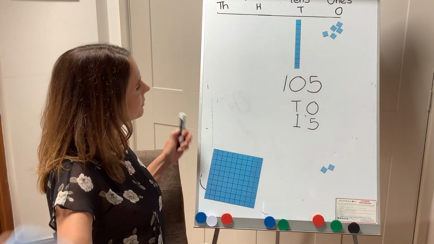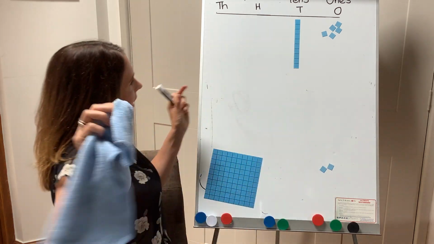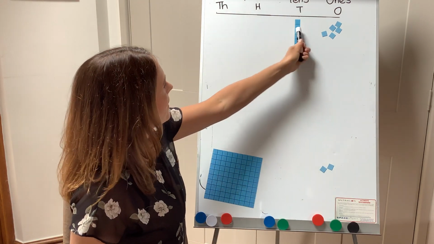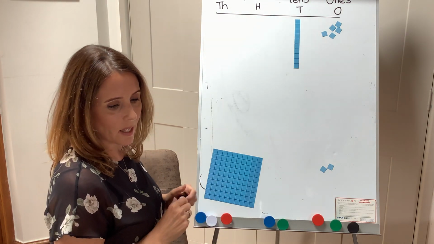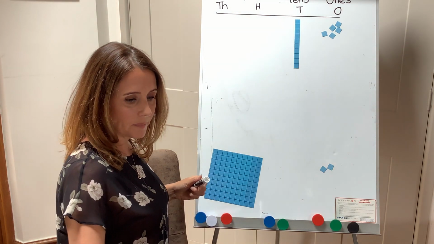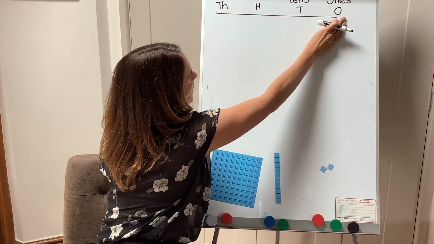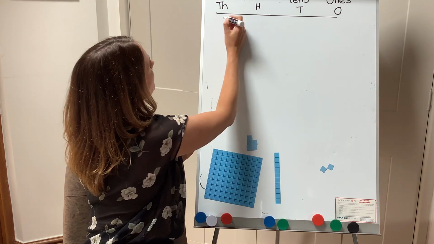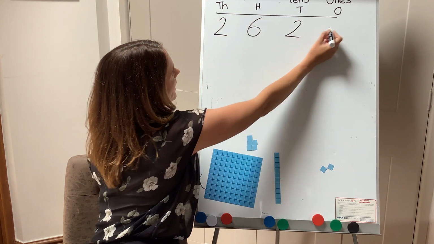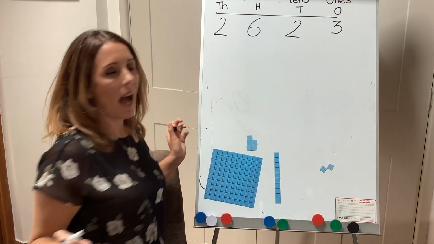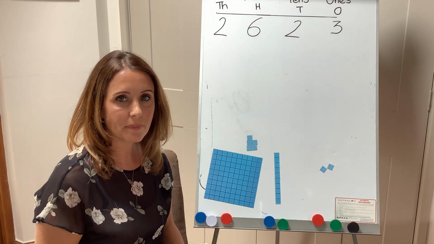Okay, so next we looked at a 3-digit number, ones, tens and hundreds. Now we can look at a number that goes into the thousands. So if we have the number 2,623, how would we make that number using base 10? Have a go at that one.